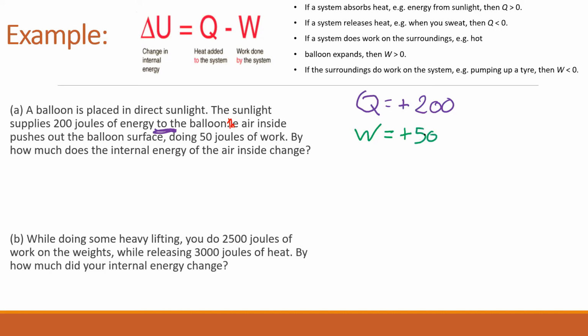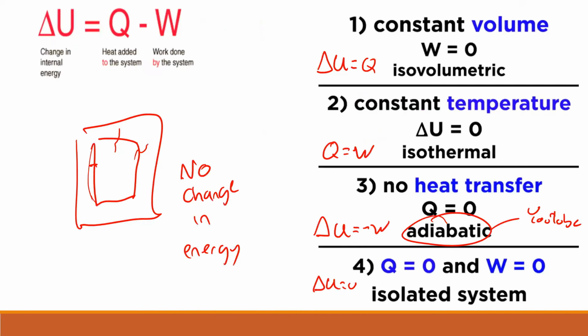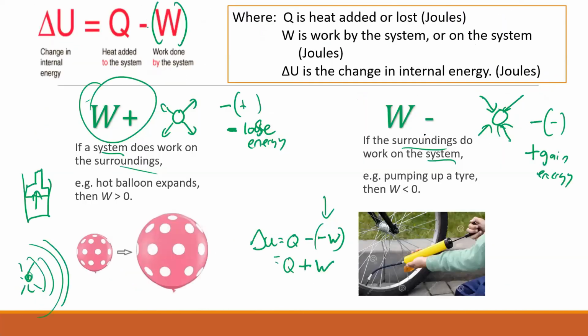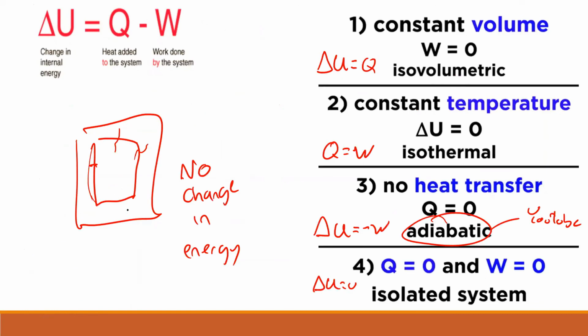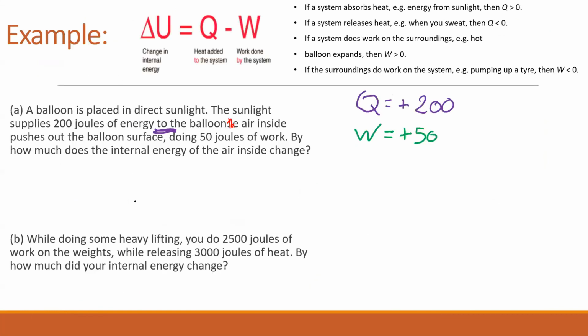Let's work out why. Remember, if a system does work, then the work is positive. In this case, we are doing work on the surroundings. We're doing 50 joules of work because we're pushing the balloon, and the balloon's pushing air back. It's positive 50. So now we're going to do the formula.